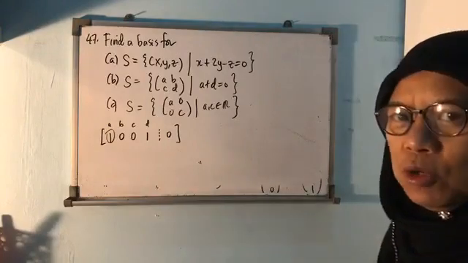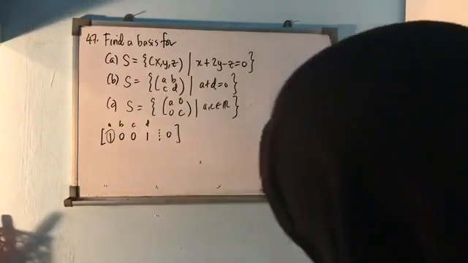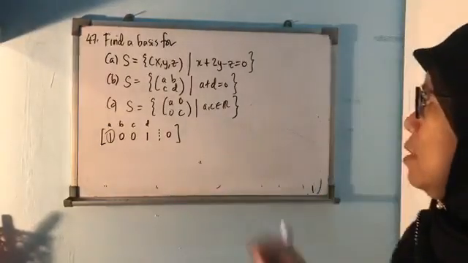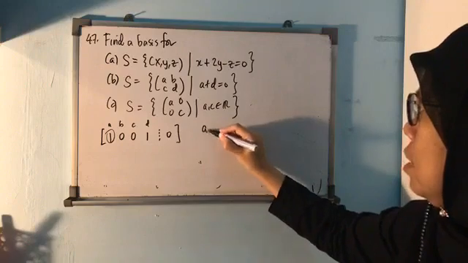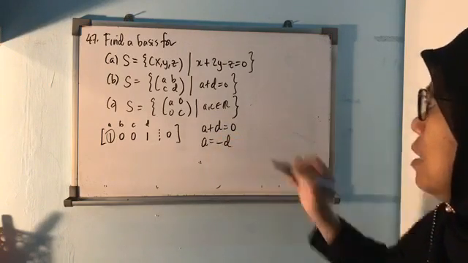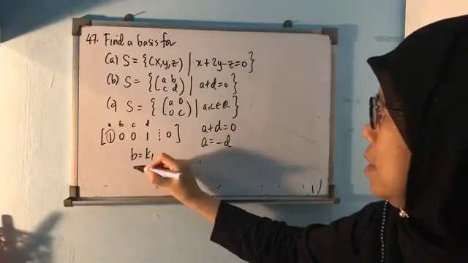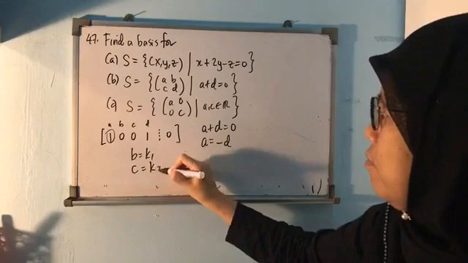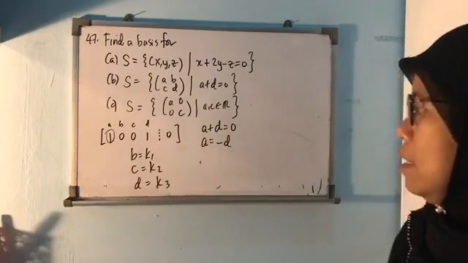Tak ada jalan kerja pun. When it's too easy, it's too hard. Okay, so now macam mana nak tulis balik ni? Just this, right? So A plus D is 0. So A is negative D kan? Okay. B is free variable. C is free variable. D also is free variable.